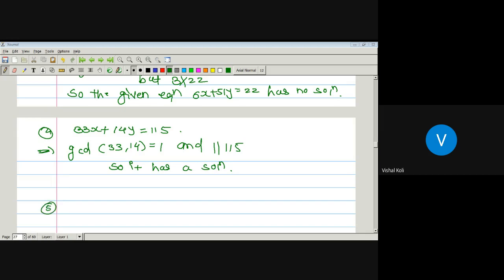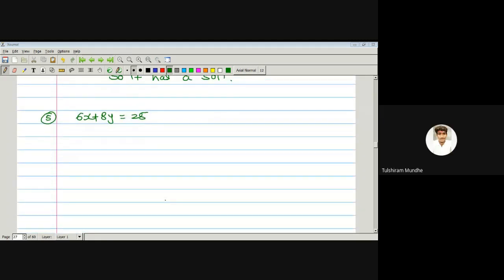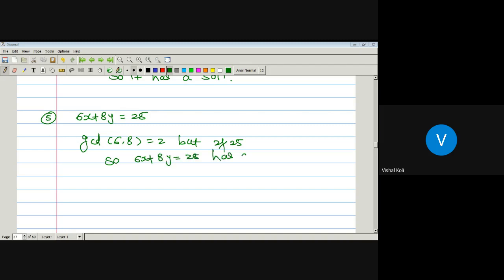Okay. Next one, 6x plus 8y is equal to 25. No solution. The GCD of 6 and 8 is 2, and 25 is an odd number, so 25 is not divisible by 2. So 6x plus 8y equal to 25 has no solution.